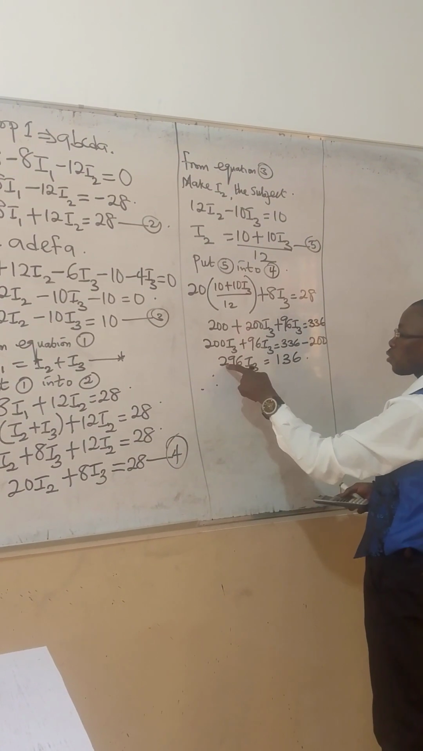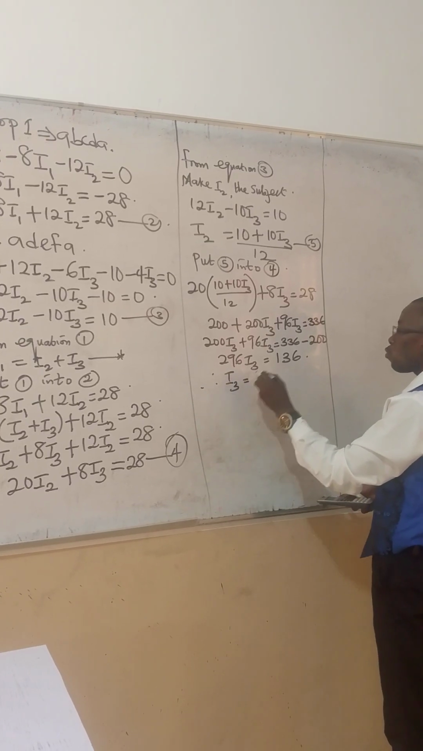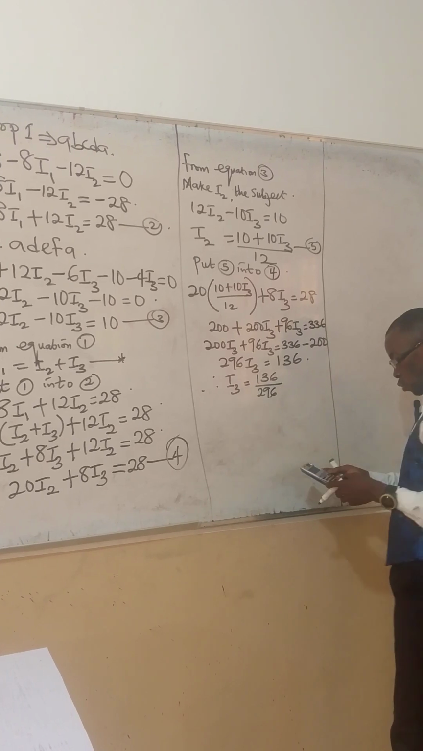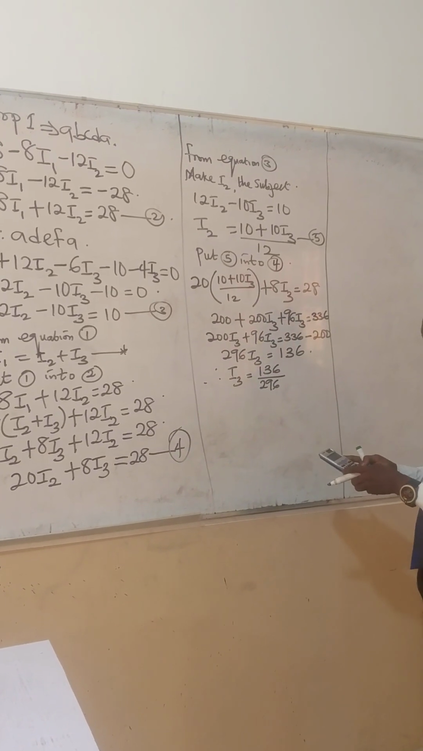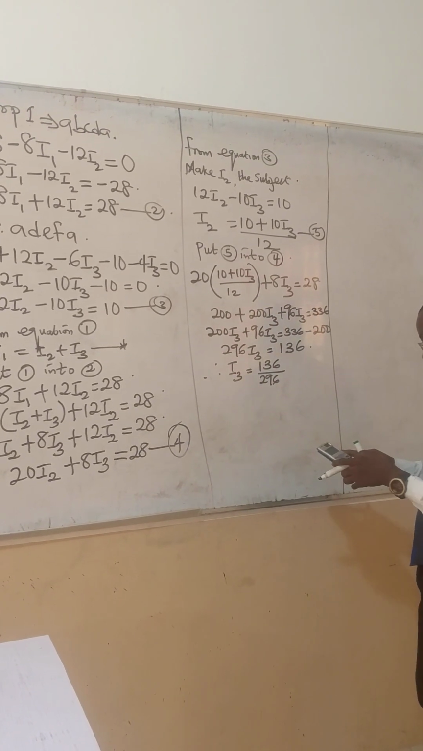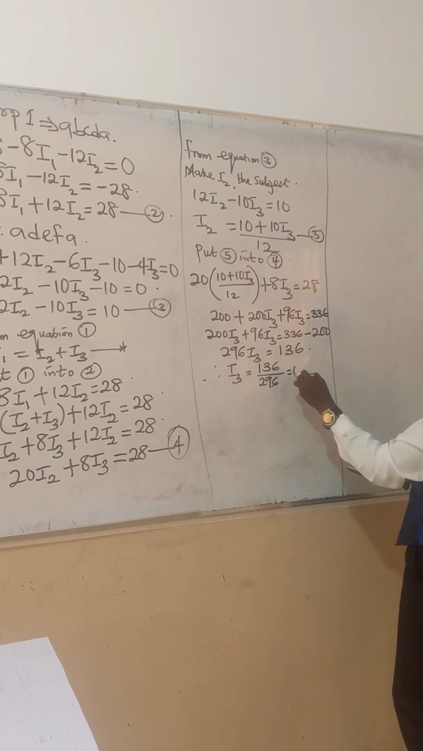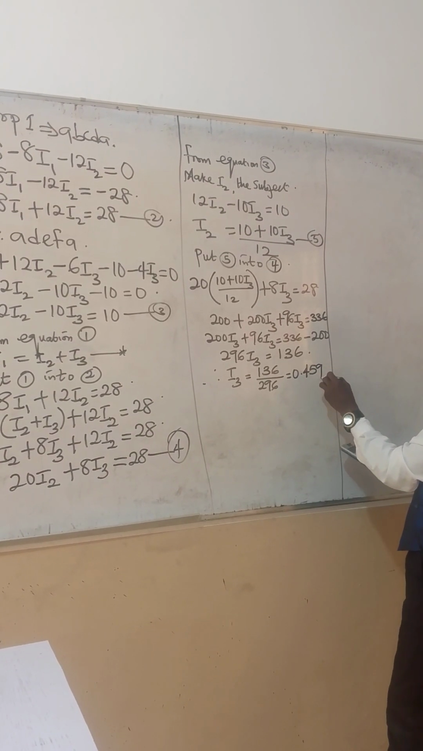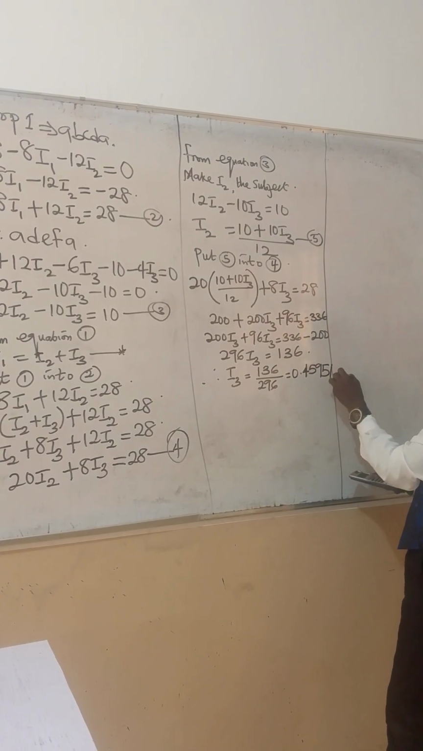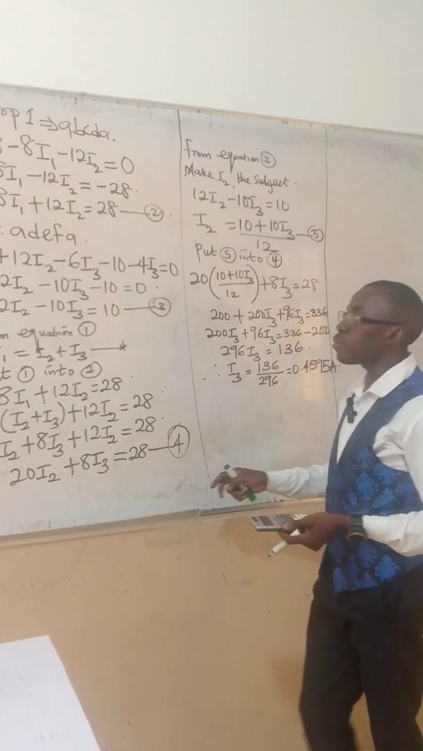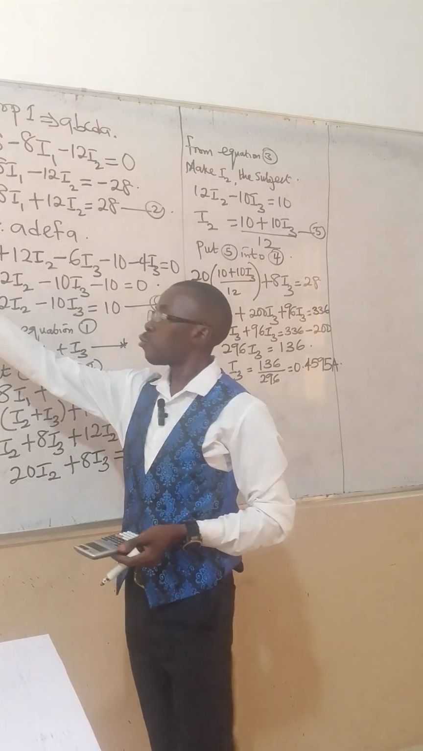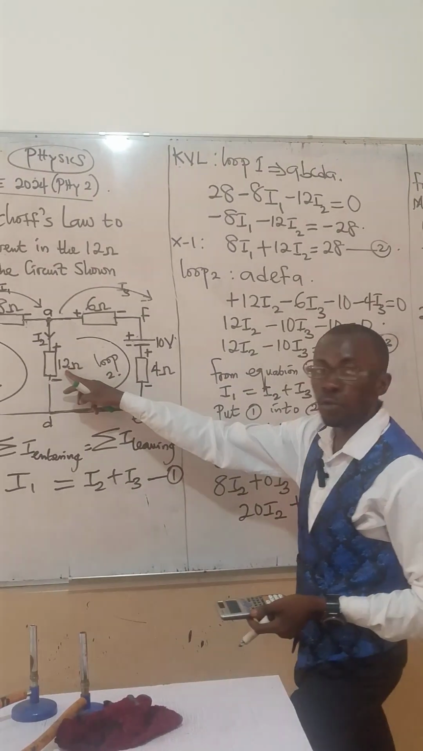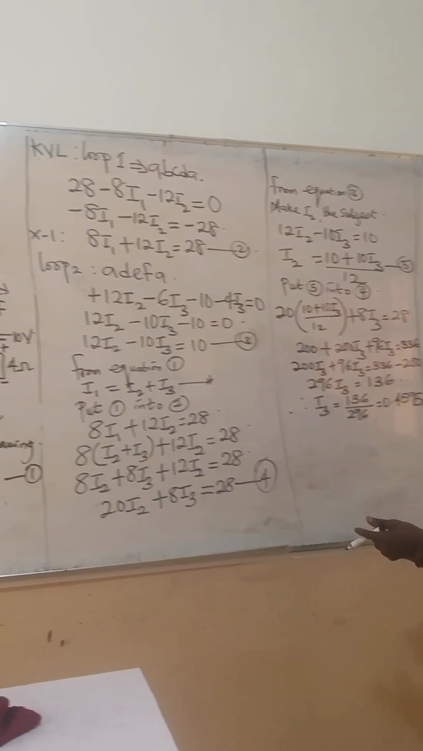Therefore, we divide both sides by 296. I3 will be 136 over 296. 136 divided by 296 will give 0.4595 approximately, and that is in ampere. Now that is talking about the current that flows through the 6 ohm resistor and the 4 ohm resistor, not the 12 ohm resistor. So I need to get the value of I2.